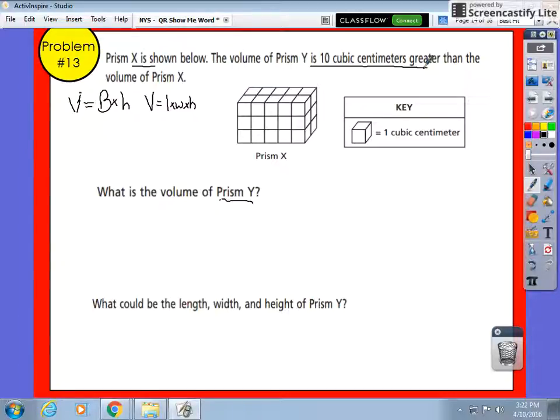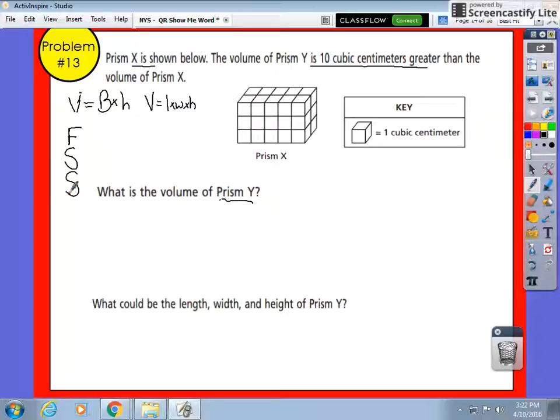So, let's start by finding the volume of prism X. Remember, with any formula, I want to write my formula down, I want to substitute, and I want to solve. So in order to figure this out, I do need to know the length, the width, and the height of prism X, or the area of the base and the height. So I'm going to find the length, the width, and the height.